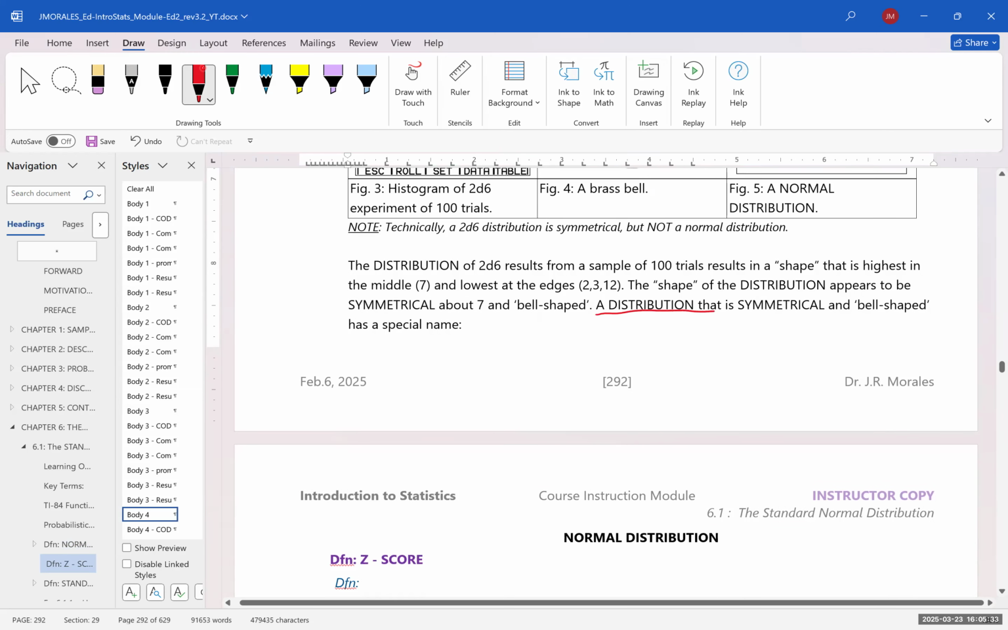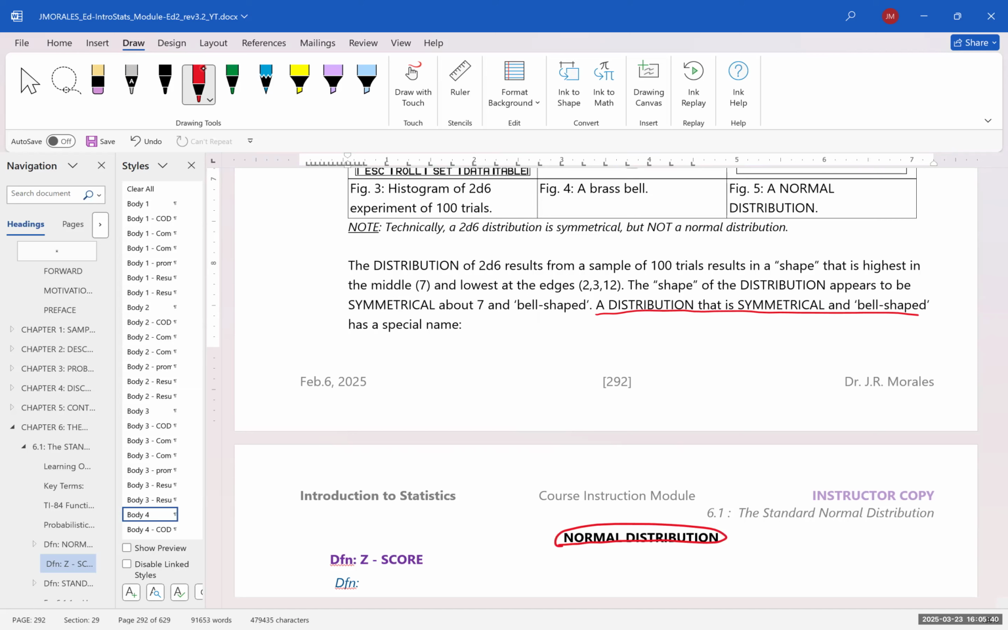So a distribution that is symmetrical and bell-shaped has a special name. It's called the normal distribution.